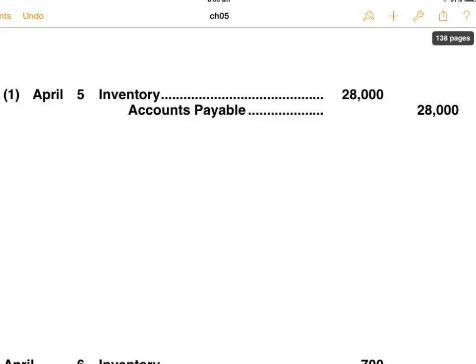This information relates to Percy Company. Now we're talking about journal entries for a merchandise company, and we're looking just at the purchasing journal entries.